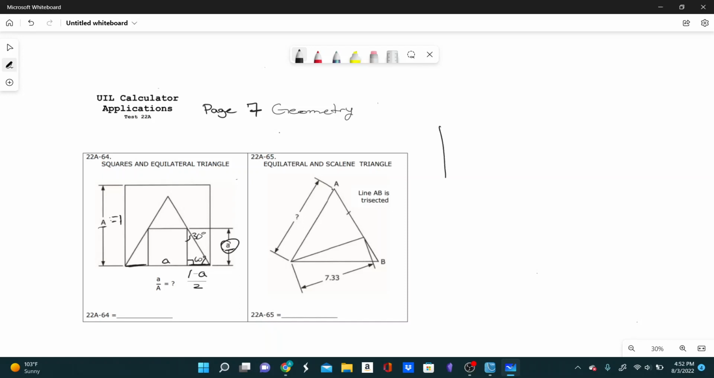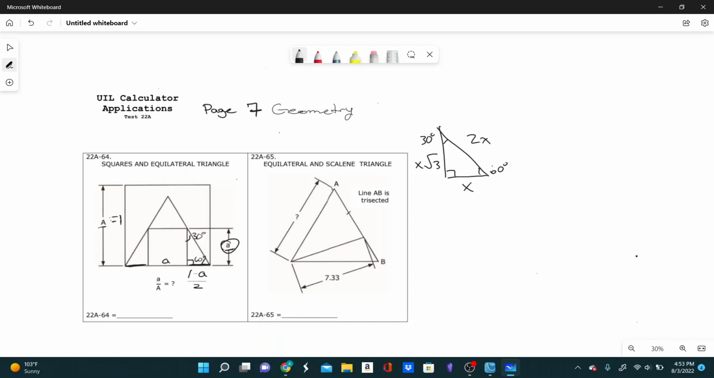So in general, for a 30, 60, 90, here's our 30, 60, 90. If this is 30 degrees, this is 60 degrees, and this is 90 degrees, a right angle, then if the side opposite the 30-degree angle is x, then the side opposite the 60-degree angle will be x times the square root of 3, and the side opposite the right angle is going to be 2x. So from here, we can just use these ratios to solve our equation.